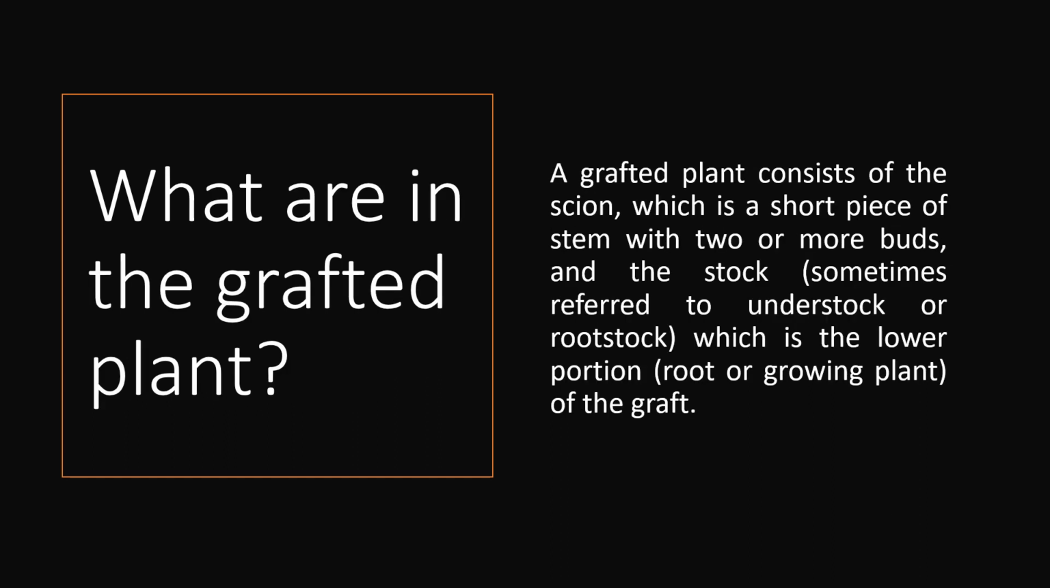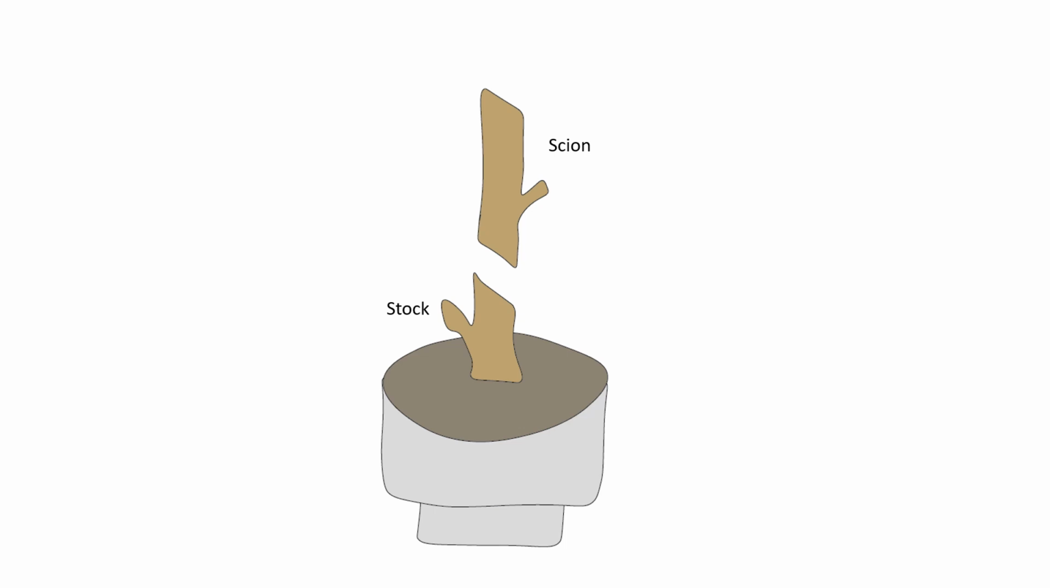What is a grafted plant? A grafted plant consists of the scion, which is a short piece of stem with two or more buds, and the stock, sometimes referred to as understock or rootstock, which is the lower portion or the root or growing plant of the graft. So this is an example of a scion, and this one is the stock.